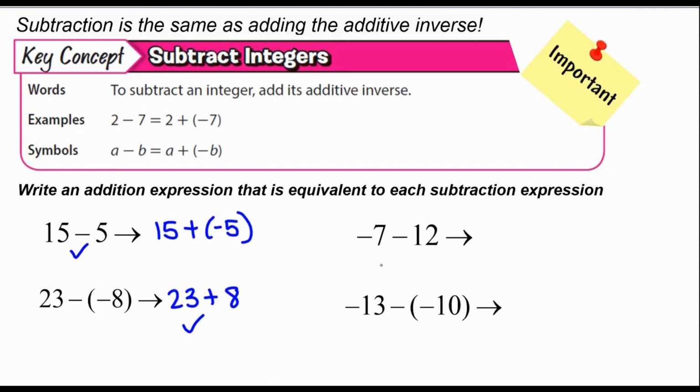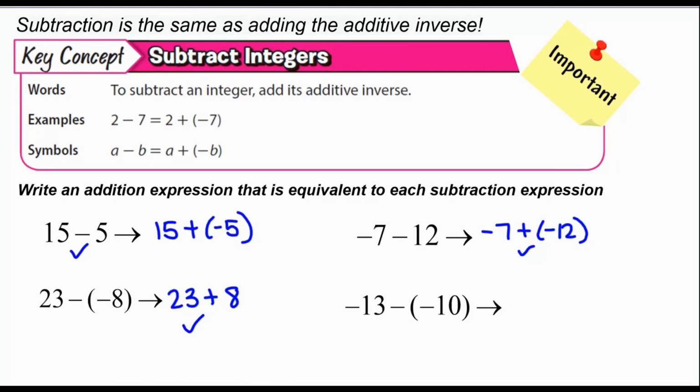Next one, negative 7 minus 12. Well, that's decreasing in value, so that would be like adding a negative 12. Now, which one of these two is easier to do? We might be split, but I think the addition one here is easier to do because that's combining, and that would be negative 19. And then the last one, negative 3 minus a negative 10.